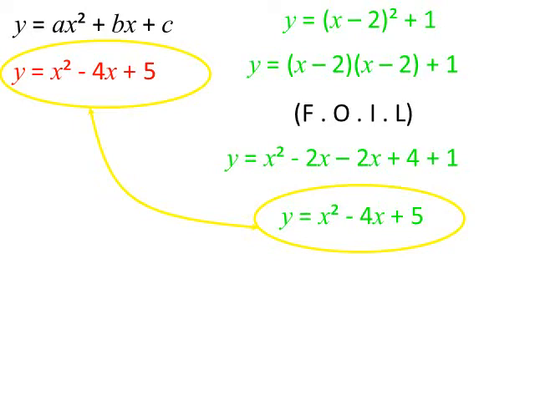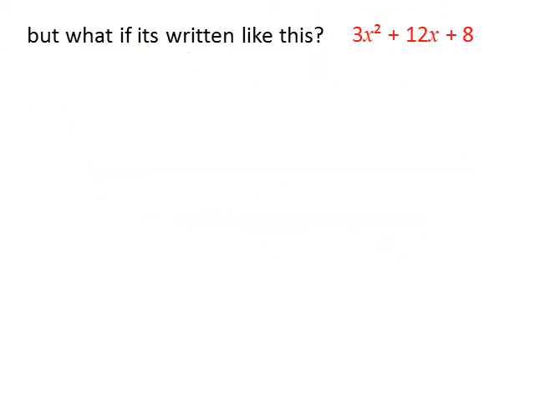That green equation, and we'll find this out next time, is vertex form. We're not going to worry about that right now. We're going to worry about standard form, which is the red equation. So when we have this, the first thing we need to do is find the vertex.